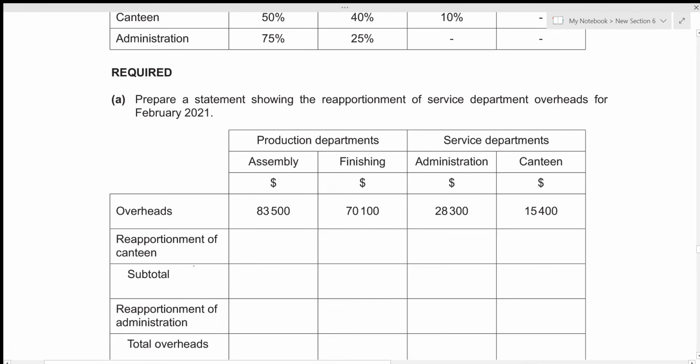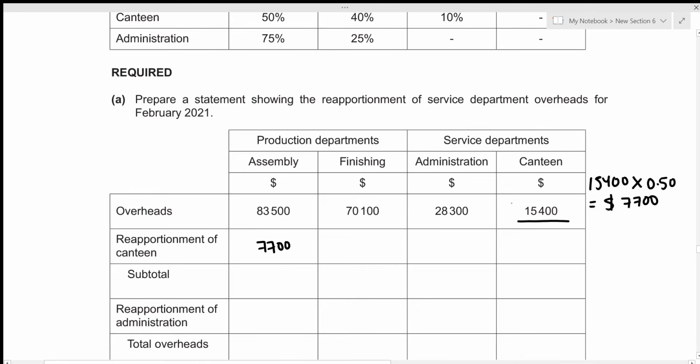So we will first reapportion the overheads relating to canteen. And for the canteen, 50% goes to the assembly department. So 50% of 15,400 will go to the assembly department. Let's calculate it first. So that's going to be 15,400. 50% of it can be denoted by multiplying with 0.50, which gives us the reapportionment amount to be 7,700. Let's write that down.